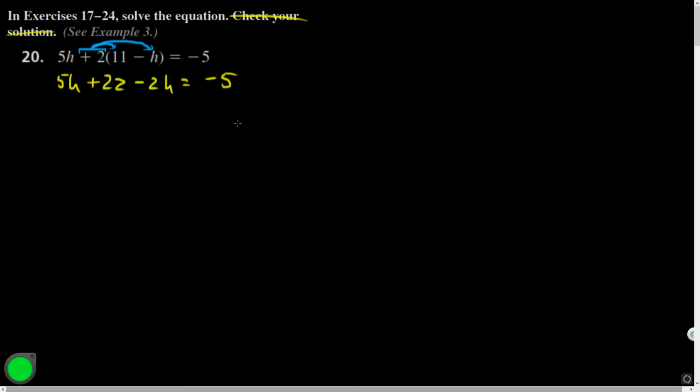So let's see. What's my next move, do you think? I like it. So I can combine like terms. So I've got 5 h's and negative 2 h's. So how many h's do I have? 3 h's plus 22 is equal to negative 5. Yep, slow down. Any questions so far? Why couldn't I combine 22 with them?